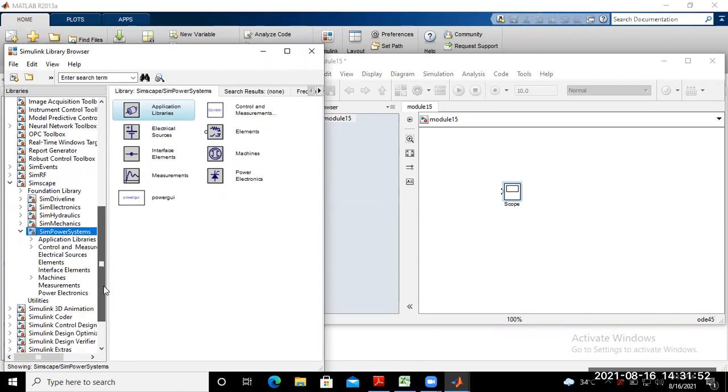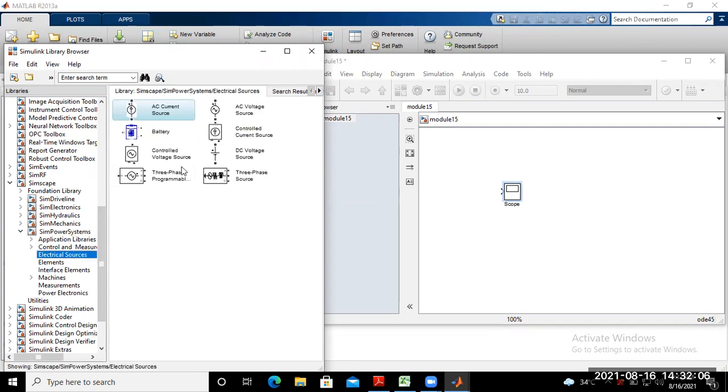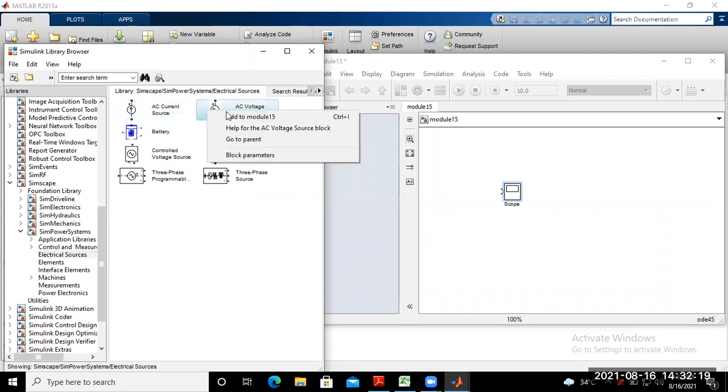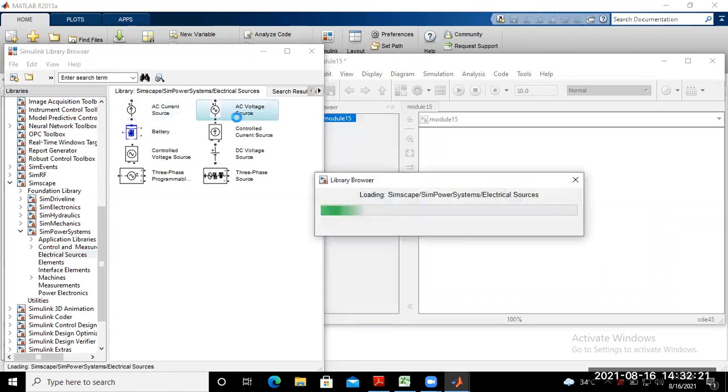In Simscape you go into Sim Power Systems. In Sim Power Systems you will find various types of component blocks, that means electrical sources, elements, machines, measurements and power electronics switching. So go for the electrical source. Various types of electrical sources are available here according to your requirement. This one is your AC current source, this is your single phase AC voltage source. So we just click and add in model number 15.